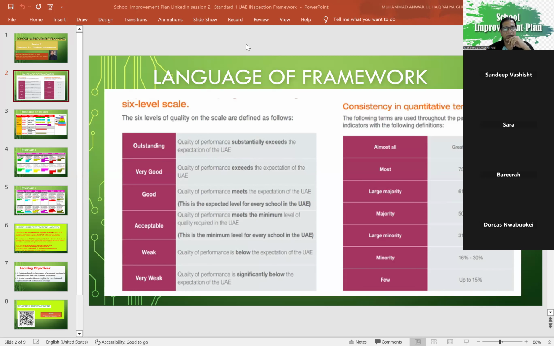Yeah, I see there is one message in the chat box. Let me see this part.